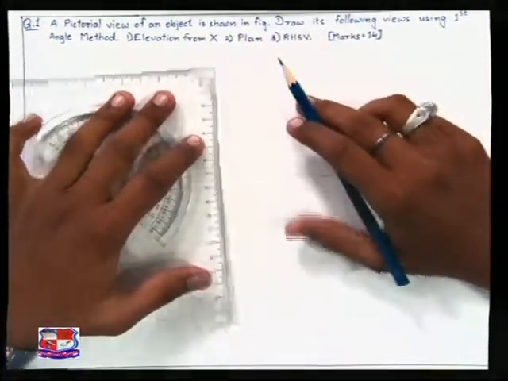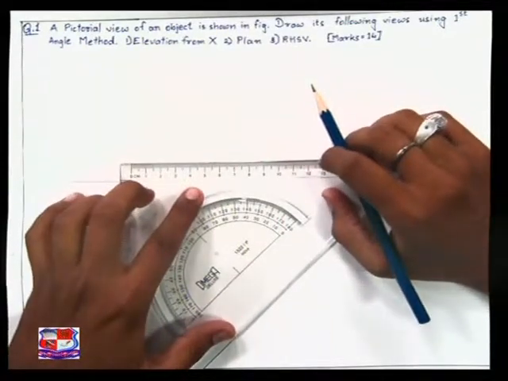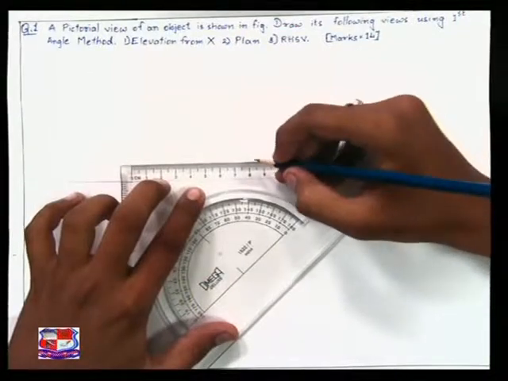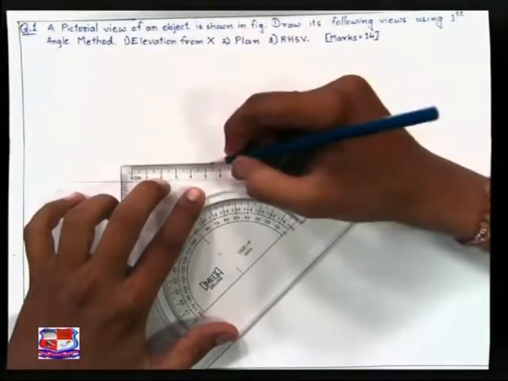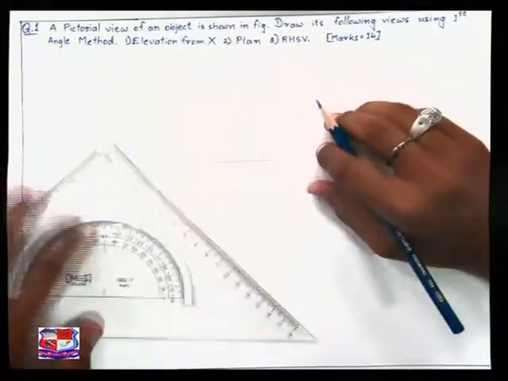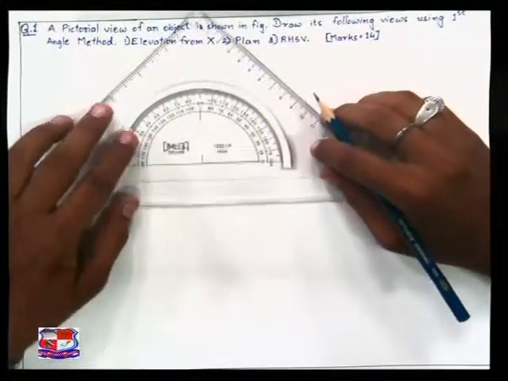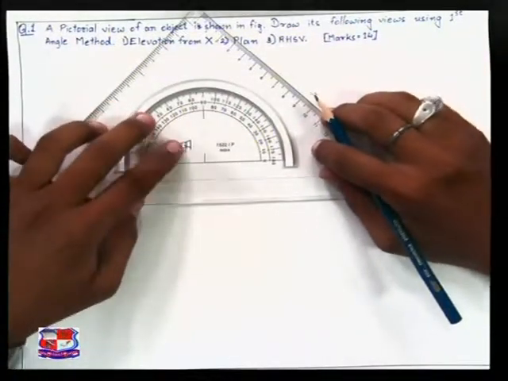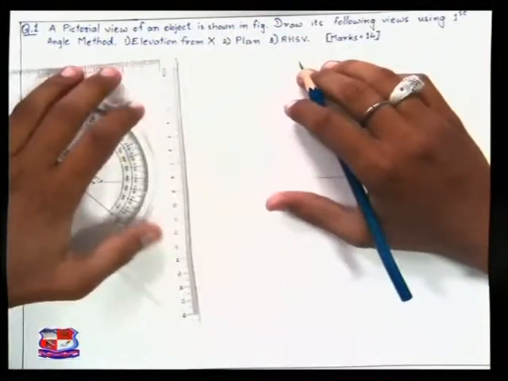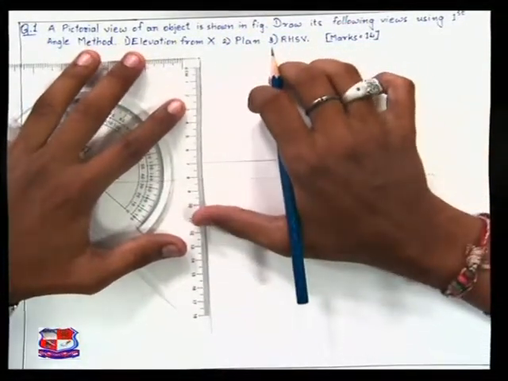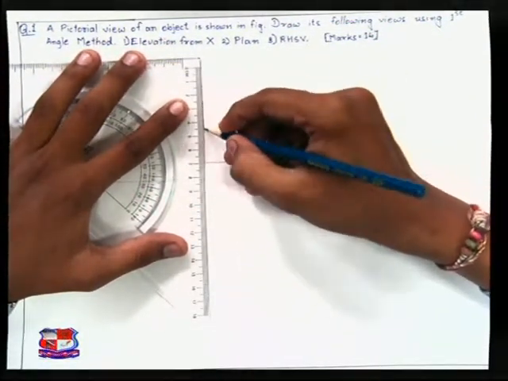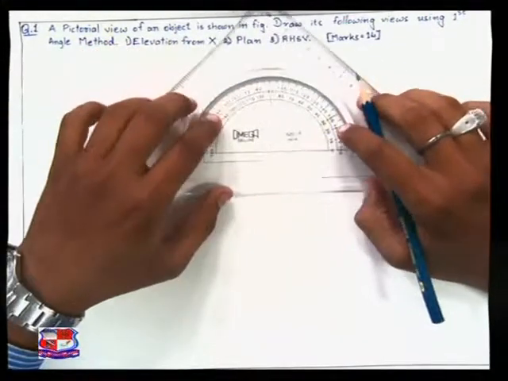Now it has been given that we have to draw a line of 50 mm. So I am going to draw a line of 50 mm. The total height is given, 45 mm. I will draw a perpendicular line of 45 mm over here. Same way on the other side.